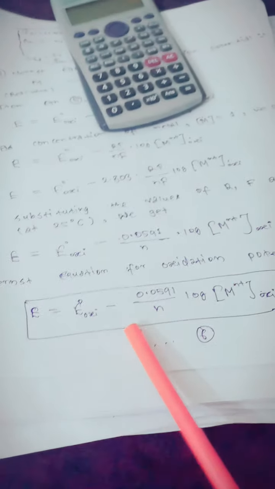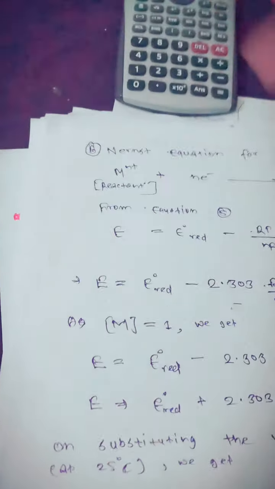E is equal to E inert oxidation minus 0.0591 by n into log M power n plus oxidation. This will be my equation 6. After knowing this, I am going to find out the Nernst equation for the reduction potential. See, this will be my equation 6.